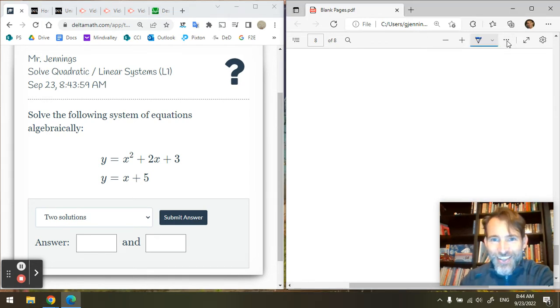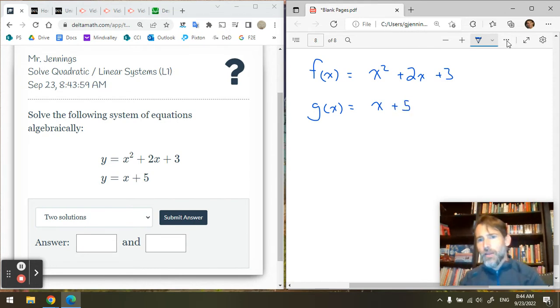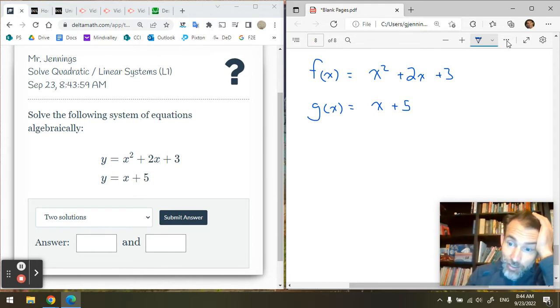Here we go. f of x is equal to x squared plus 2x plus 3. Okay. And g of x is equal to x plus 5. We don't really have an elimination strategy readily available because we can't eliminate the x terms by adding or subtracting these together, because we can't combine with that x squared. But we can absolutely use a substitution.